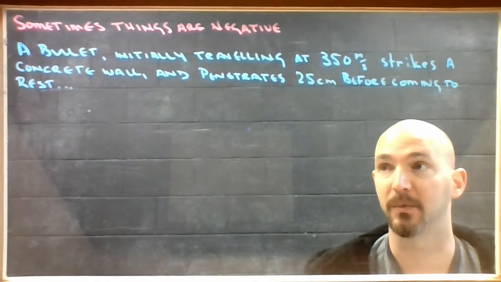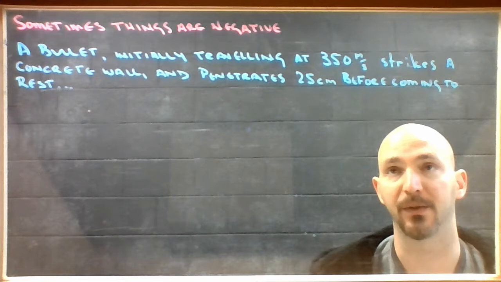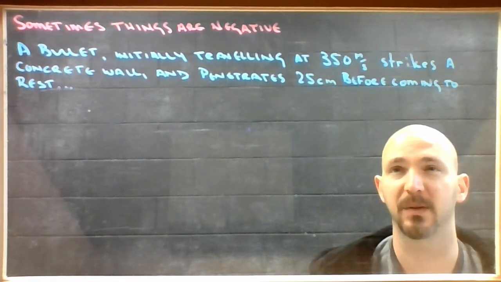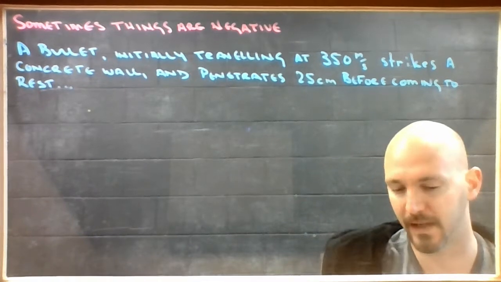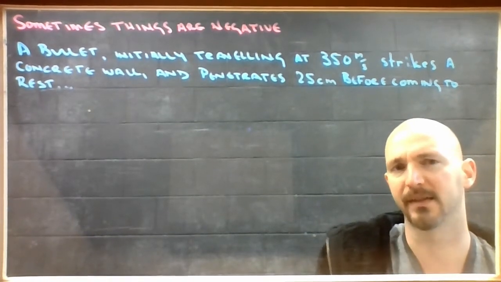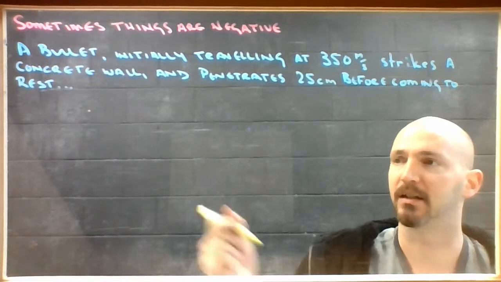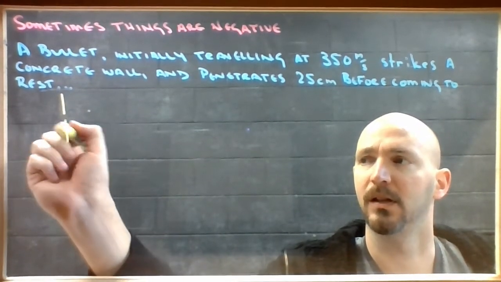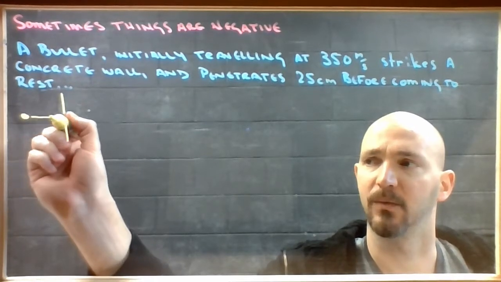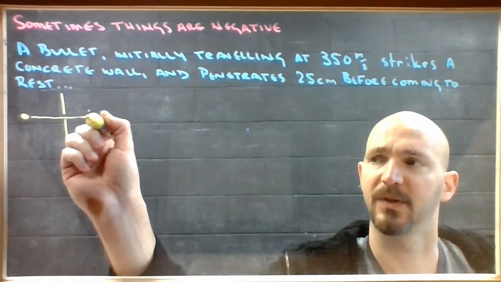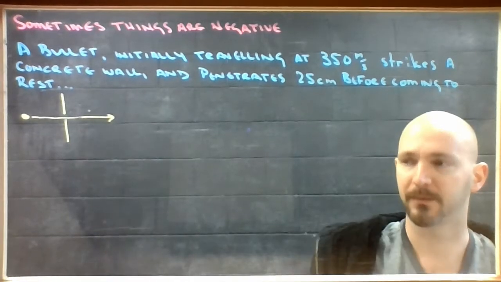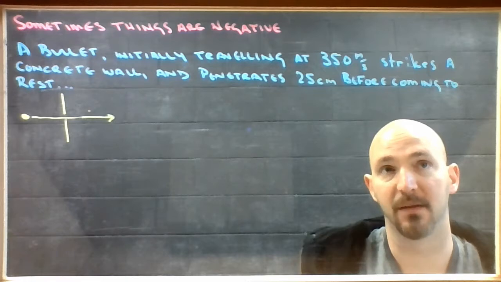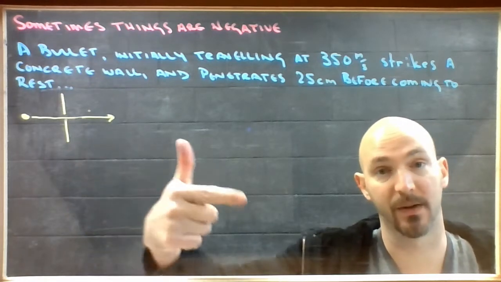So in this example, a bullet initially traveling at 350 meters per second strikes a concrete wall and penetrates 25 centimeters before coming to rest. If I were to try and sketch this just a little bit, we've got our concrete wall and some object that was able to poke through the surface and then come to a stop. It doesn't specify which direction that bullet was heading, so I've just drawn it going to the right.